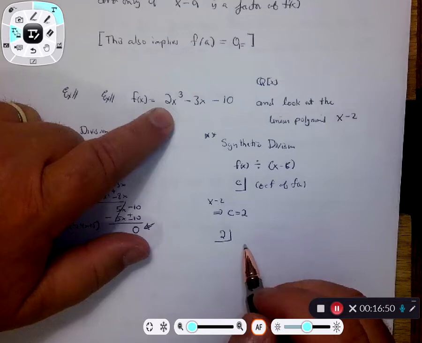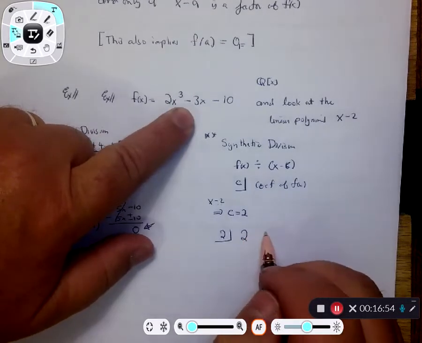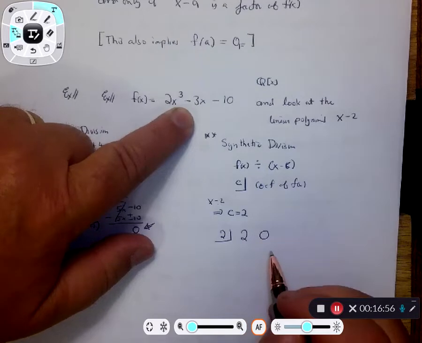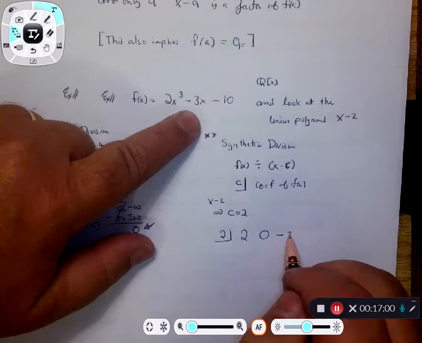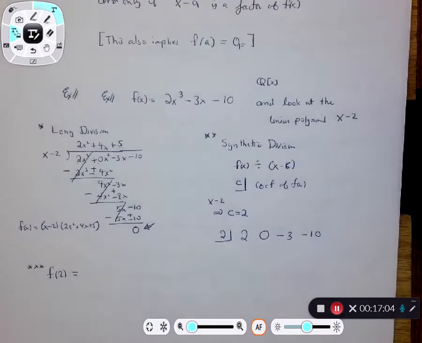It starts off with a 2x cubed. The coefficient is a 2. There is no x squared term, so you have to put a 0 in for it. It represents that there's no x squared term. The x term is going to be a minus 3, and then the constant term will be a minus 10. The coefficients of my polynomial.